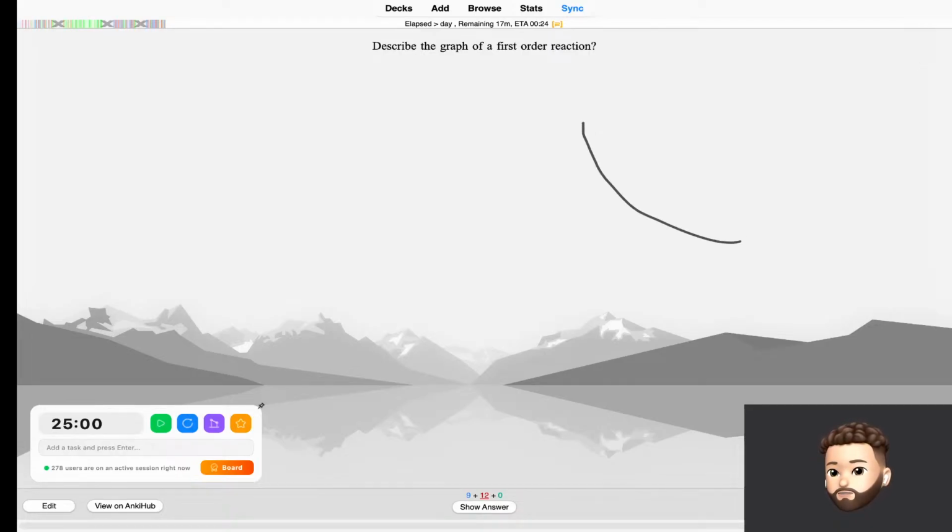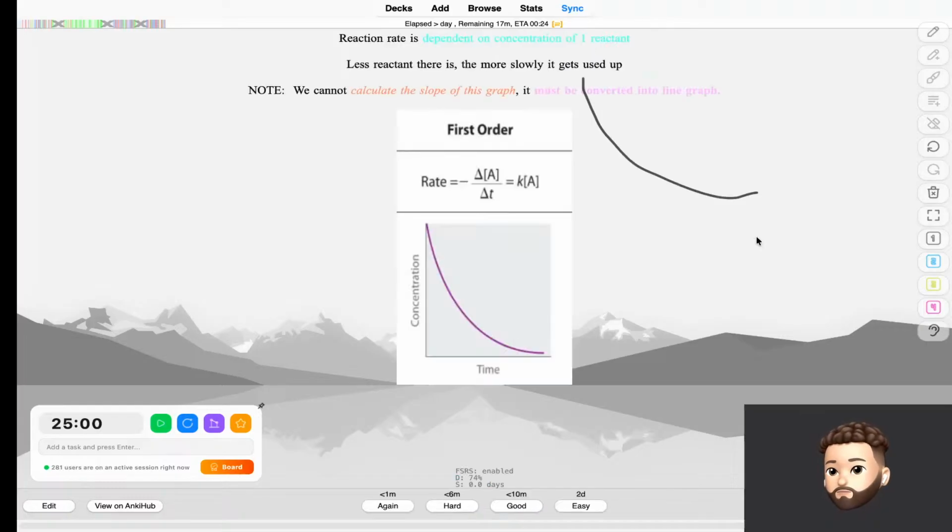Describe the graph. As the reactants get used up, the reaction goes slower. So the less reactants there are, the slower the reaction. The reaction rate depends on the concentration of one reactant. You can't determine the rate constant based off of this graph, since you can't figure out the slope, so you need to turn it into a line graph.